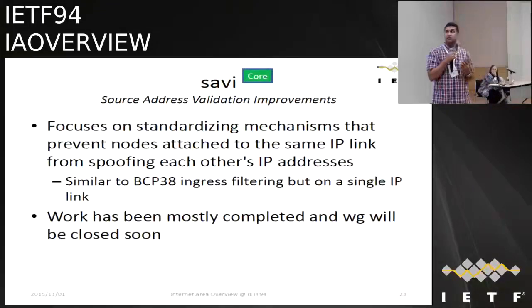And there's stuff based on DHCP. So you snoop on the DHCP messages and do the bindings.